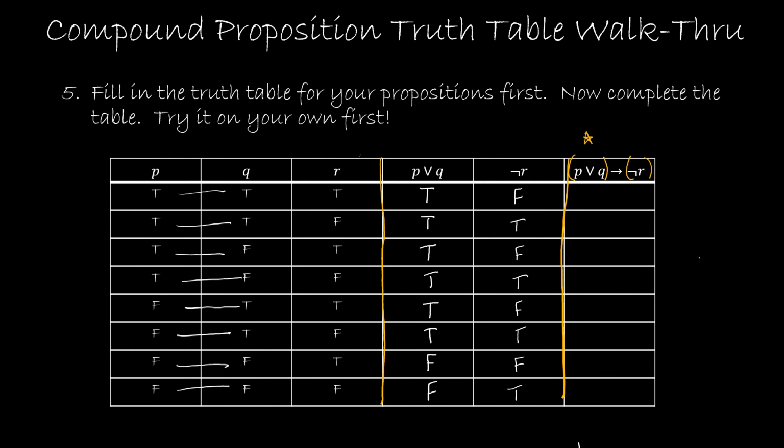So looking at these first 6, where P or Q is true, I'm only going to get a true value if not R is true. So that's going to be true here, and true here. And the rest of those are false. And then for the false statements, or the false hypothesis, remember we're going to end up with true. So I get false, true, false, true, false, true, true, true.